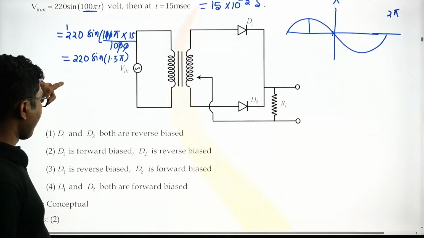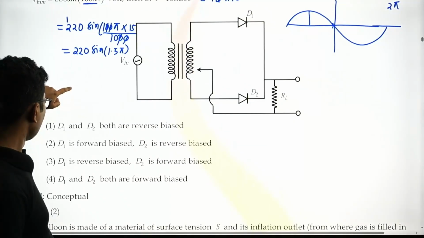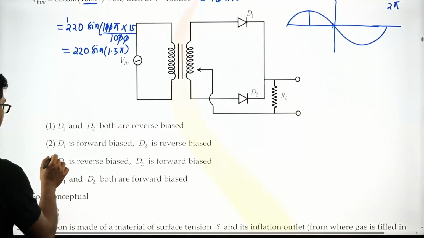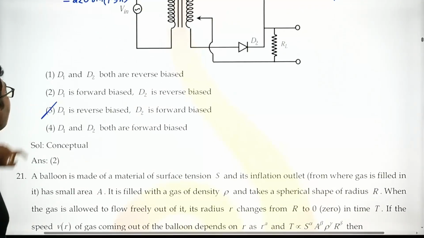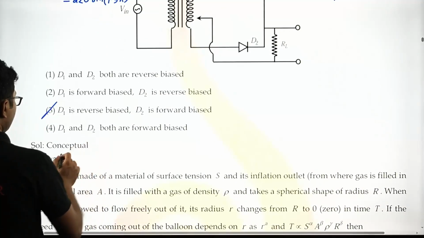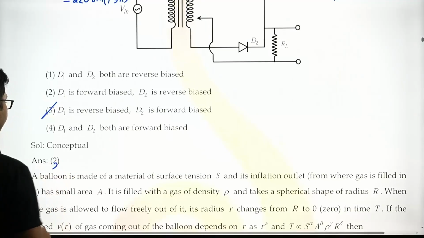Okay, so D1 is a wrong answer here. D1 will be reverse biased, D2 will be forward biased. Okay, so the option will be 3, not 2.